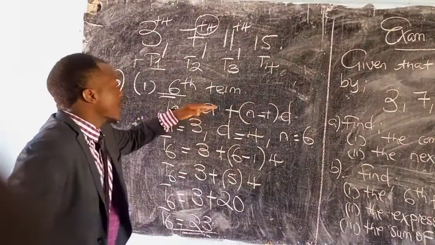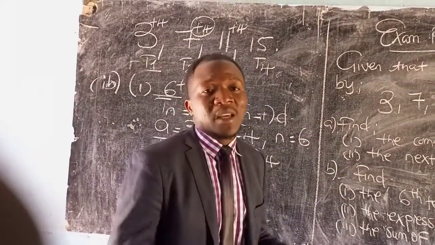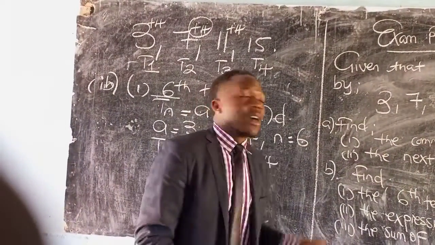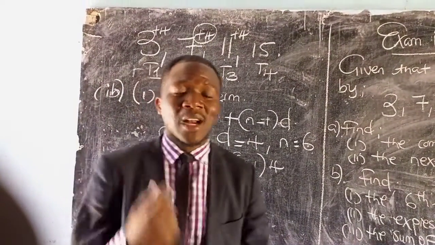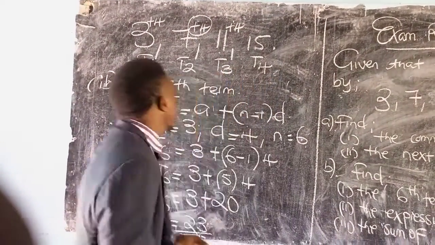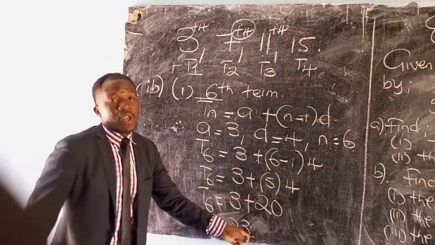Most importantly, this formula is not given in paper 1. Where they could possibly give formulas could be paper 2. So the only way a person can be familiar is through proper practice to claim self-reliance. We proceed. So our 60th term is 23.